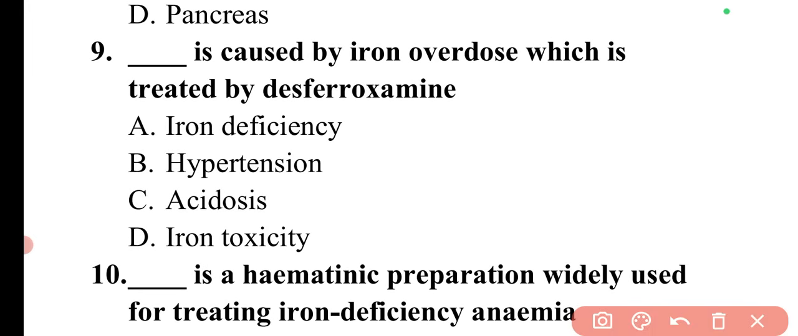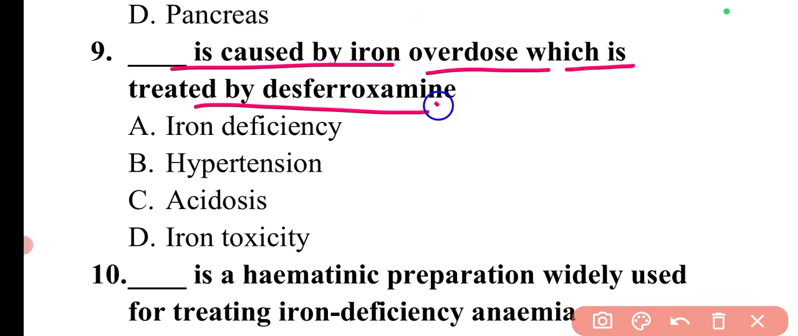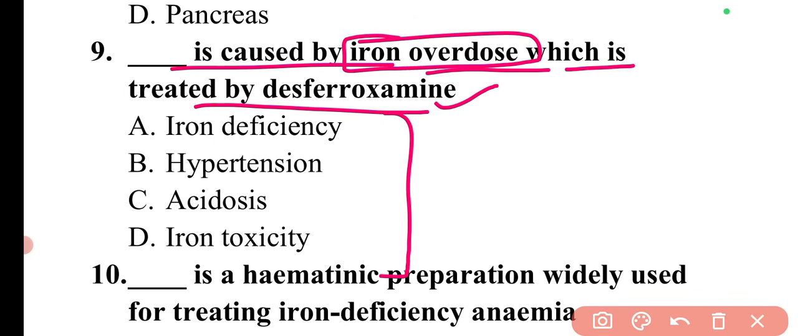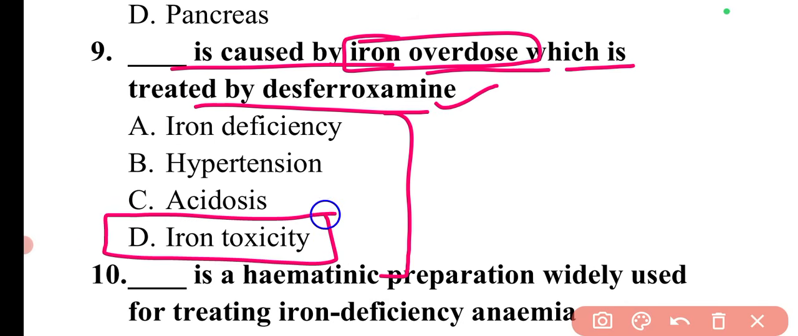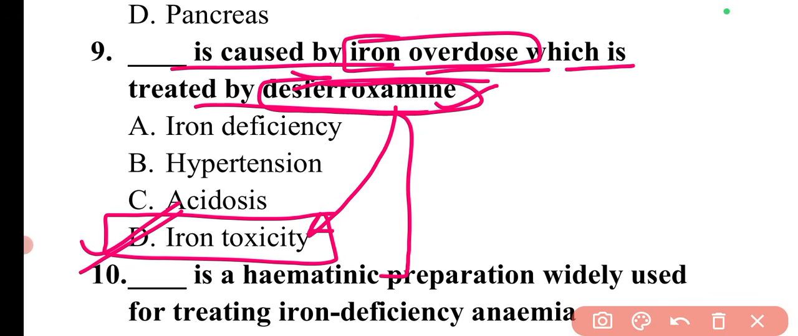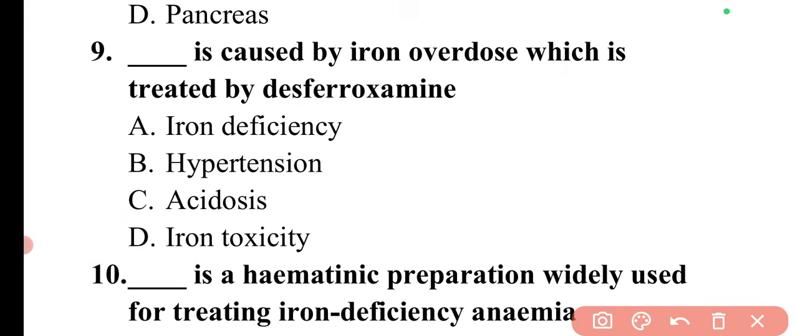Next question is, dash is caused by iron overdose, which is treated by desferoxamine. So the condition which is caused by iron overdose is iron toxicity. Simply we can say it is iron toxicity, and this condition can be treated with desferoxamine. So you can say this is the antidote for this particular condition, that is iron toxicity.